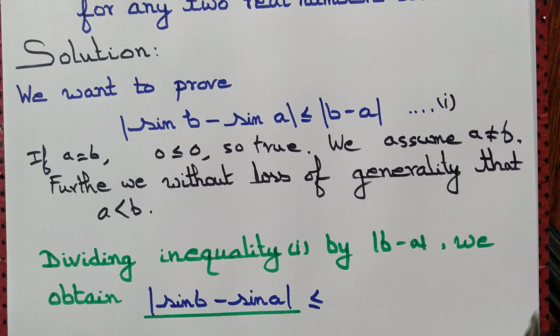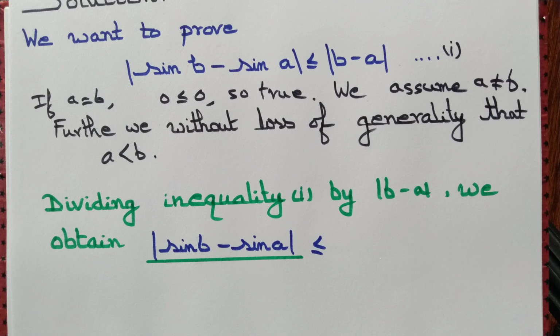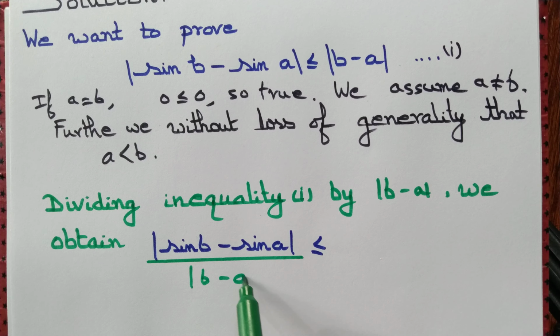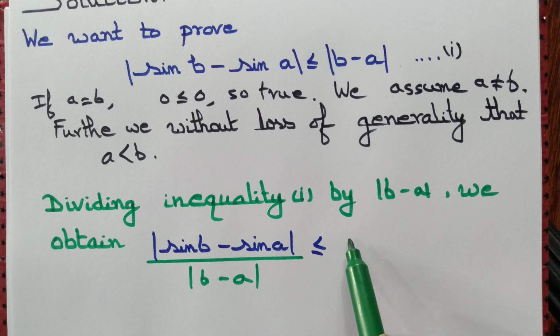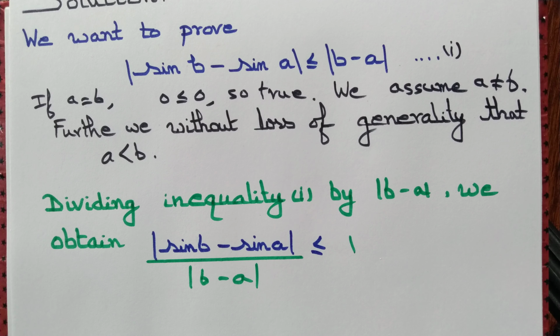Now we divide inequality 1 throughout by mod of b minus a. Let us divide inequality 1 throughout by mod of b minus a. Right inside you see that mod of b minus a will get cancelled, and we can divide because a is not equal to b, so we are not dividing by 0. Now you see that it reminds us of something about Lagrange mean value theorem.